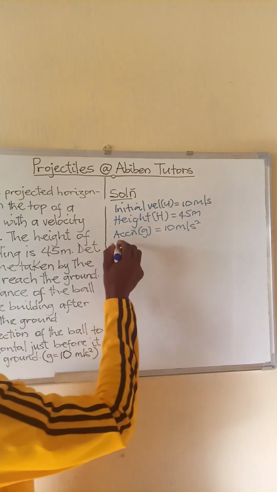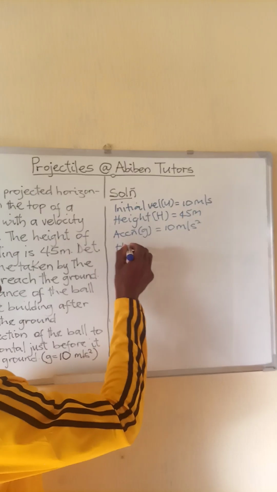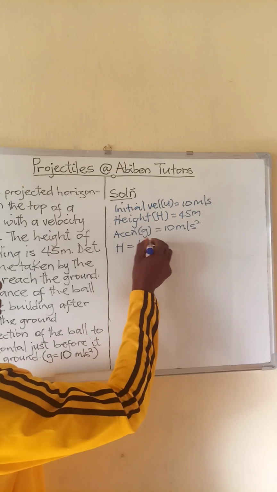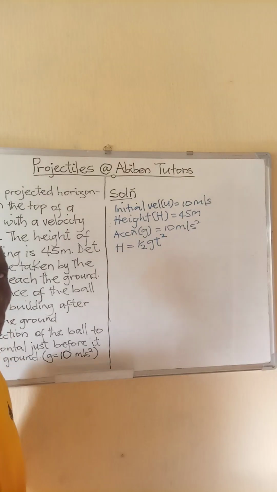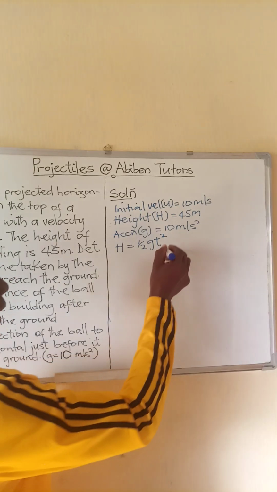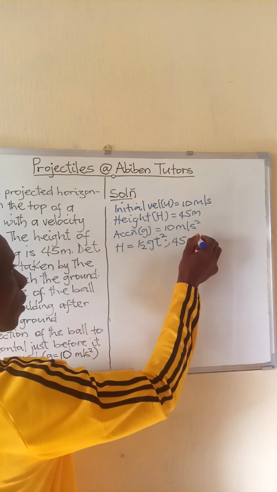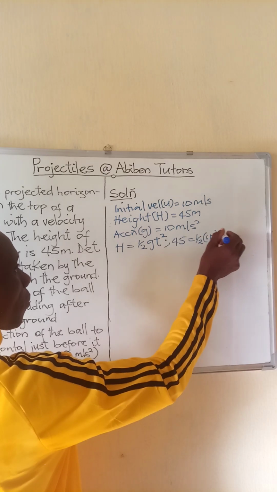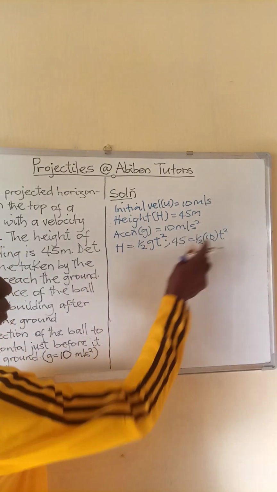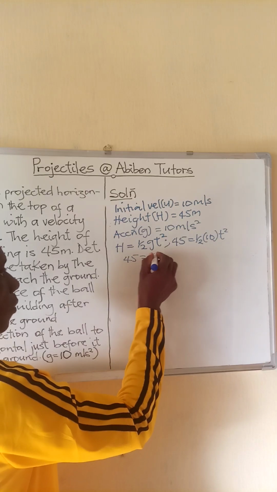So we recall from uniformly accelerated motion that height equals half g t squared. This is a formula applicable to objects or bodies that are falling freely from heights. We've been given the height in this case as 45 meters, so we substitute that. And then acceleration due to gravity is 10. And then we square our time. Half of 10 is 5, so we have that 45 equals 5t squared.